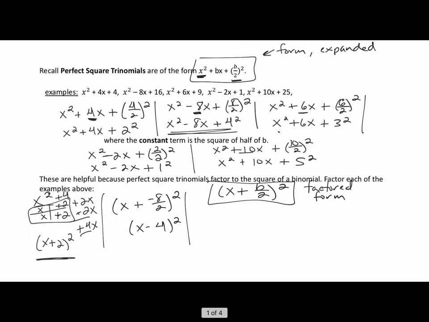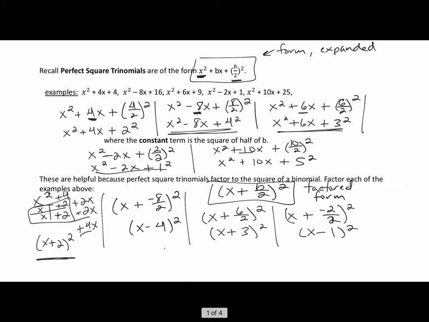Then the next one, x squared plus 6x plus 3 squared. So that's x plus half of 6 squared, which is x plus 3 squared. And that's exactly what that will be. The next one, x squared minus 2x plus 1 squared. So that'll be x plus half of b squared. So x minus 1 squared. Yep. And the last one, x squared plus 10x plus 5 squared. So x plus half of 10 squared is x plus 5 squared, which is what those factors will be. So that's what's really awesome about perfect square trinomials.